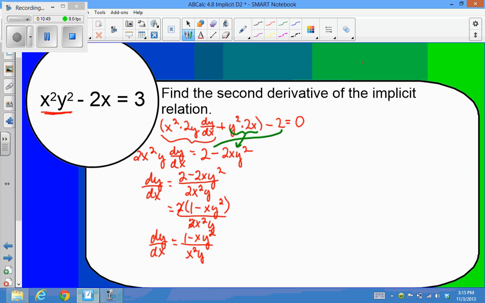But if you notice, what I asked you to find was the second derivative. Okay, that means I now have to take the derivative of that, just like we've done on all of our other problems. Once you find the first derivative, you're able to take the second derivative. That gives you acceleration if you're looking at motion problems.